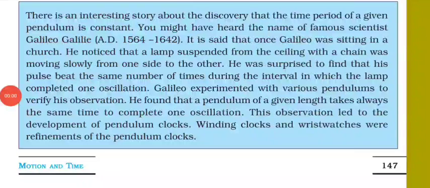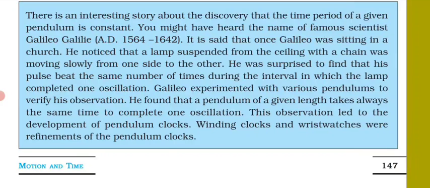Now there is an interesting story about the discovery that the time period of a given pendulum is constant. You might have heard the name of the famous scientist Galileo Galilei. In 1564 to 1642 AD, it is said that once Galileo was sitting in the church, he noticed that a lamp suspended from the ceiling with a chain was moving slowly from one side to another.